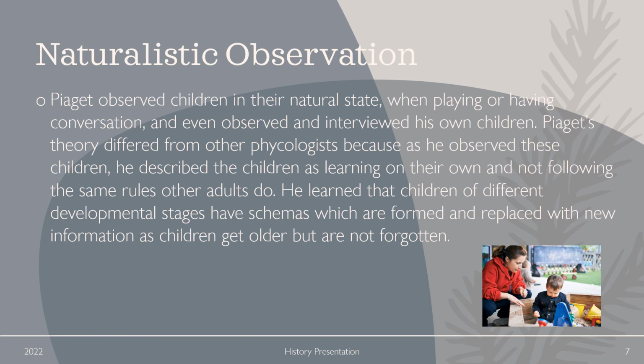Next we have naturalistic observation. This basically just means that he observed children playing on their own. He had a theory different from the rest of the psychologists because he observed these children learning on their own. They're not following the same rules that adults do, and he learned that children of different developmental stages have different schemas, which are formed and replaced with new information as children get older but are not forgotten, which is what we just mentioned in the previous slide.